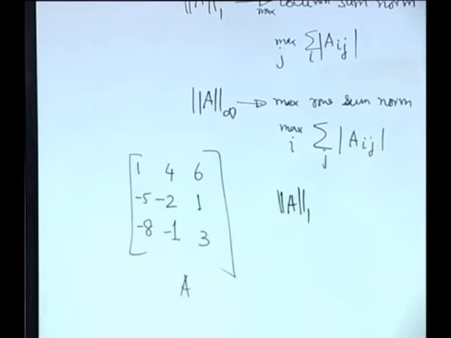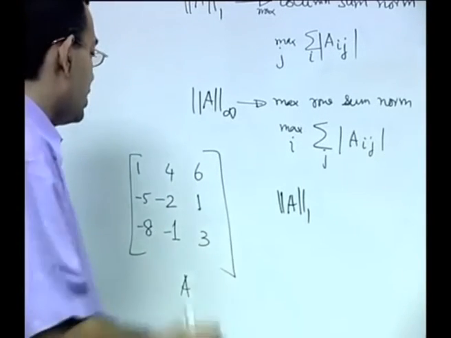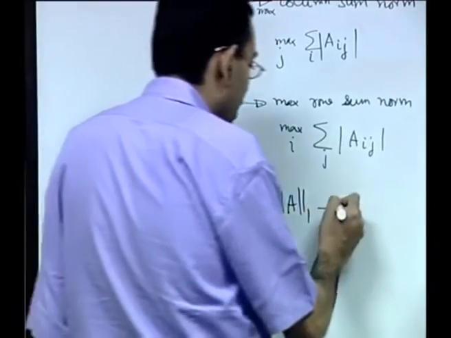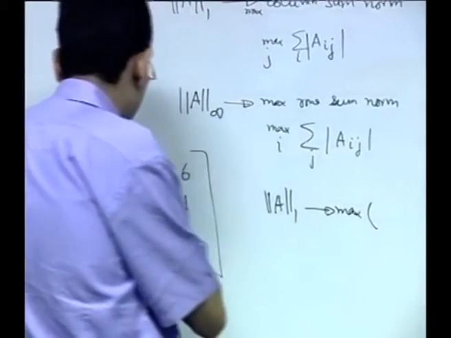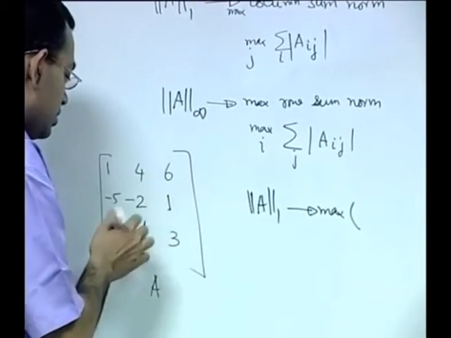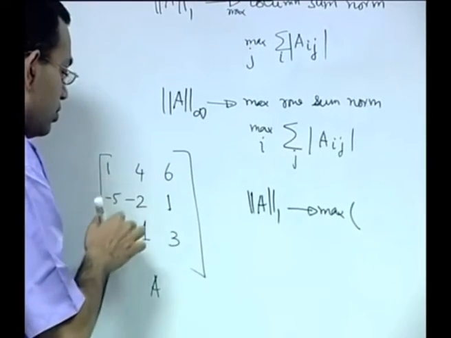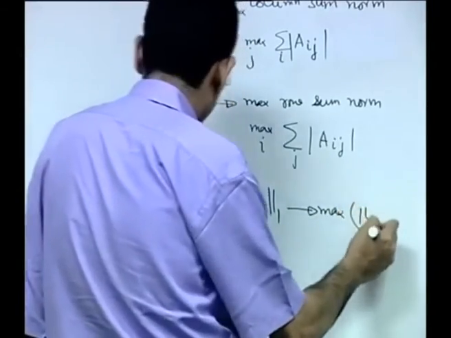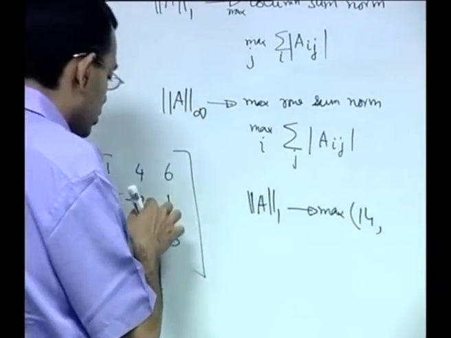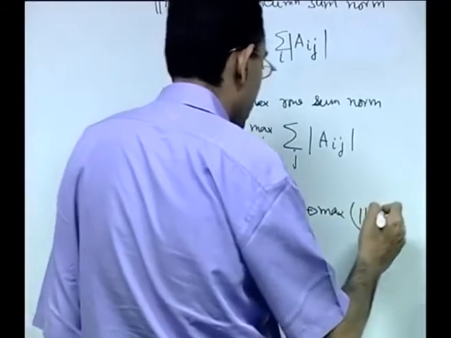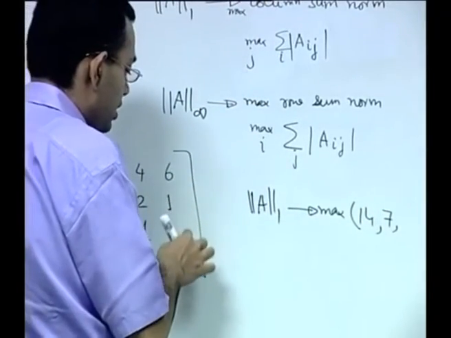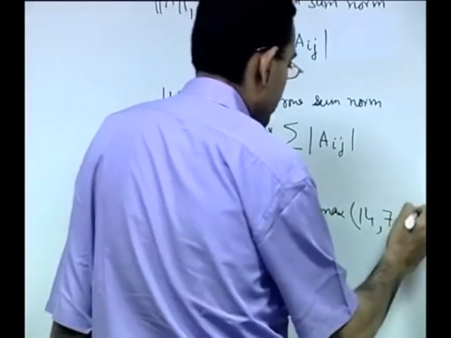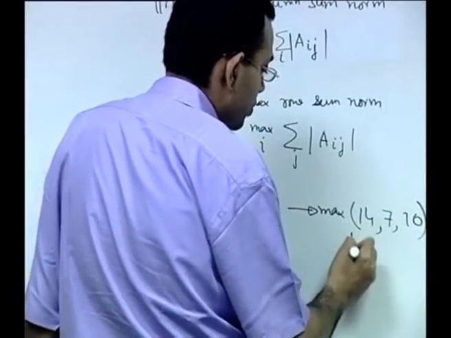When we consider the first norm of A, then what are the options that we have? From the column 1 we have 1 plus 5 plus 8, so 14. From the column 2, 4 plus 2 plus 1, from the column 3, 6 plus 1 plus 3, so it is 14.